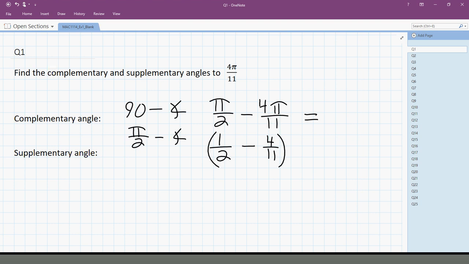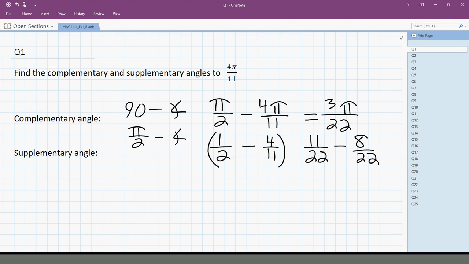So you got the 11 over 22 minus 8 over 22. So 3 over 22. There you go. So there's a complementary angle.